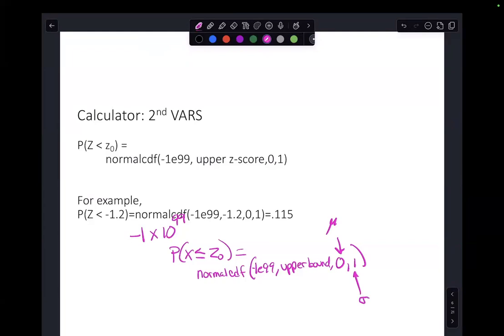So the lower limit when we're doing less than or equal to is negative 1E99, which is basically negative infinity. Our upper limit is whatever z-score we want as our maximum, and then mean is 0 and standard deviation is 1.